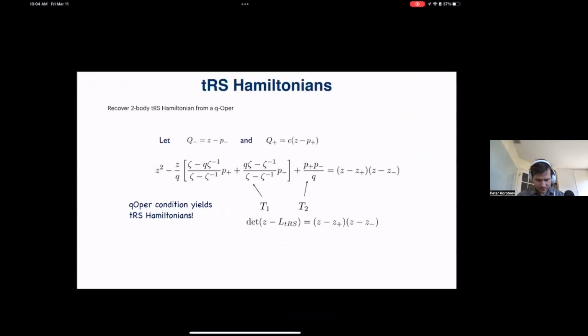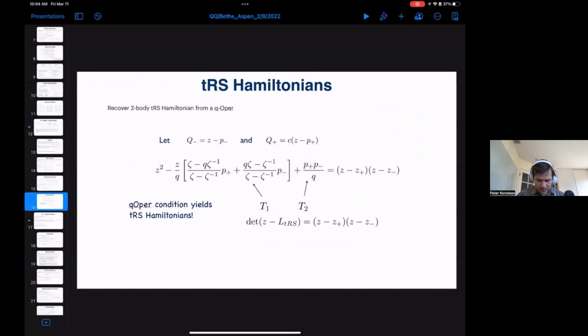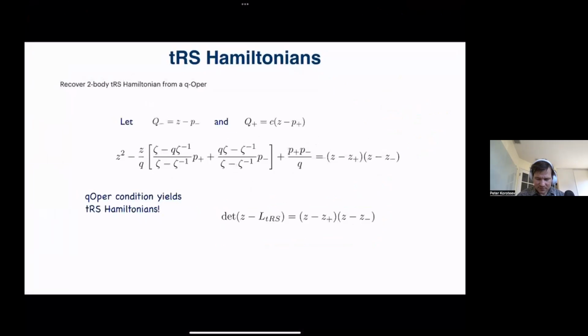But would it be possible to uplift this correspondence even for the quantum TRS? I mean, say I have some more complicated Oper, which looks like some deformed TRS, and ask what's the spectrum.